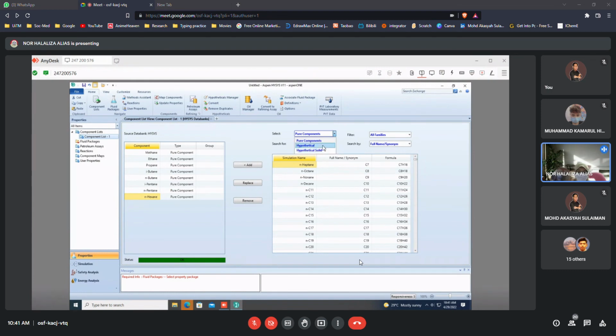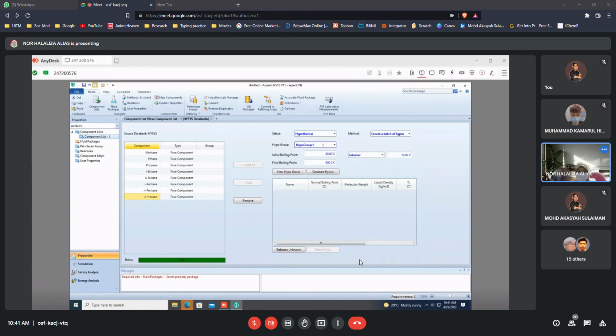Okay, sekarang saya nak ajar hypothetical sahaja. Klik hypothetical. Bila you klik hypothetical, dia automatically akan keluar hypo group 1. Yang ni you tak payah ubah, dia automatic. Method ni, satu kita ada create and edit hypos, satu lagi create a batch of hypos. Disebabkan you nak masuk hanya satu saja component, you tak boleh pilih batch. Kalau batch nanti dia keluar banyak. So you just pilih yang first ni, create and edit hypos.